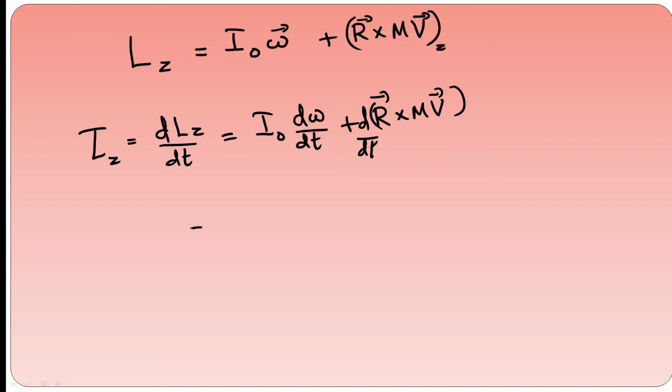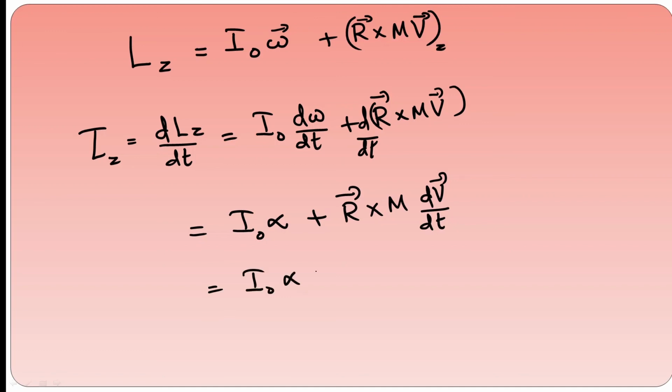Now you can write d omega by dt is alpha. I0 alpha plus r cross m dv by dt. This dv by dt is the acceleration of center of mass, and m into acceleration of center of mass is the total force. So this is I0 alpha plus r cross F.